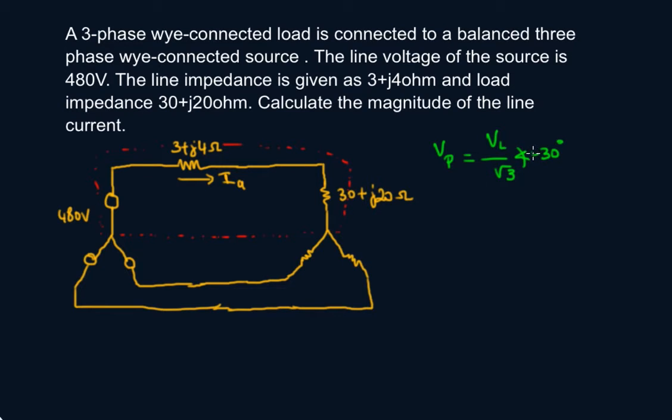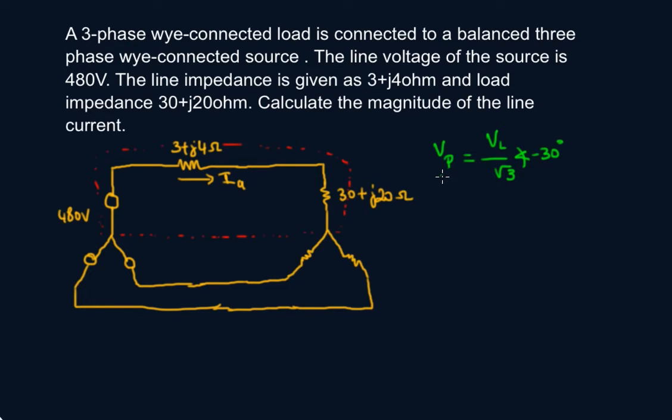for Y connected, because for Y connected voltages, your line and your phase are not equal. They are square root of 3 and minus 30 degree apart. In a delta connected source, your phase voltages and your line voltages are equal. So don't forget the minus 30 degree here. Sometimes people forget that, but it's really, really important in your calculation. It makes a difference. So that's what we have.